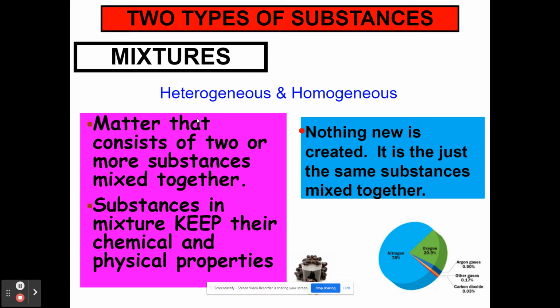They keep their chemical and physical properties. So if I make fruit salad and I use bananas and apples and oranges, there's still bananas, apples, and oranges. Nothing new is going to be created. It's just the same substance mixed together. So if we look at the air that we breathe, I've got nitrogen and oxygen and other gases. They're still the same gases, they're just in a mixture.